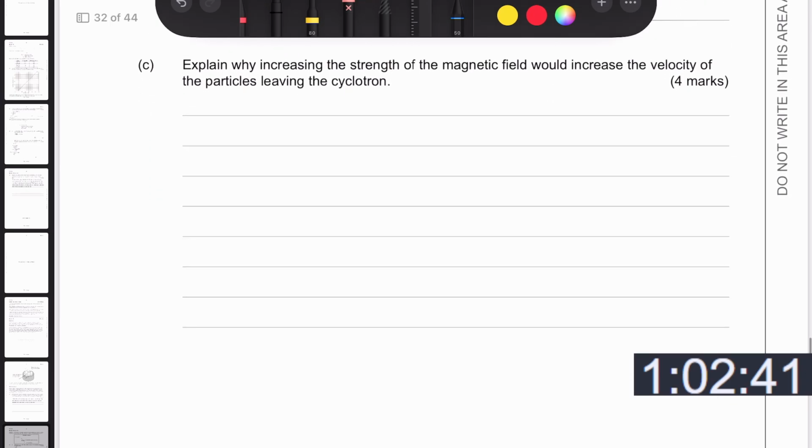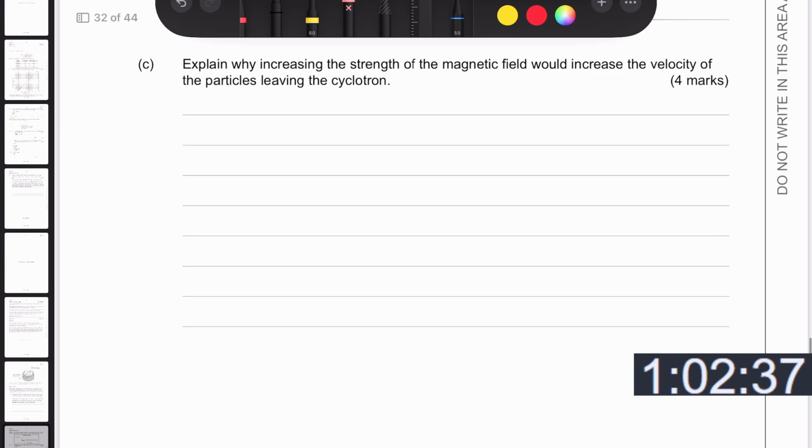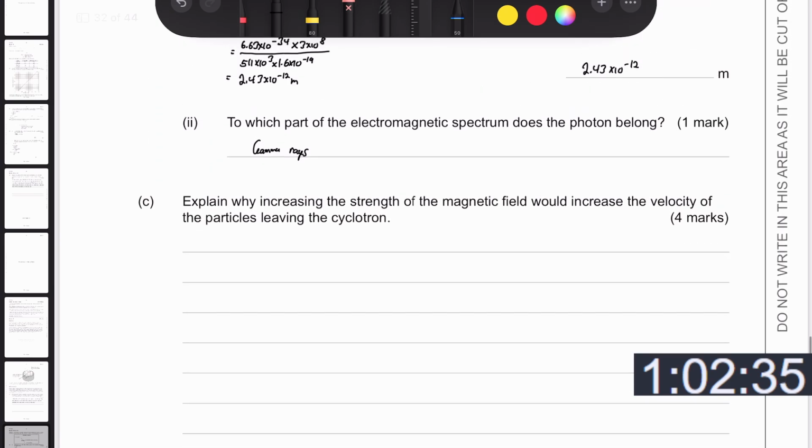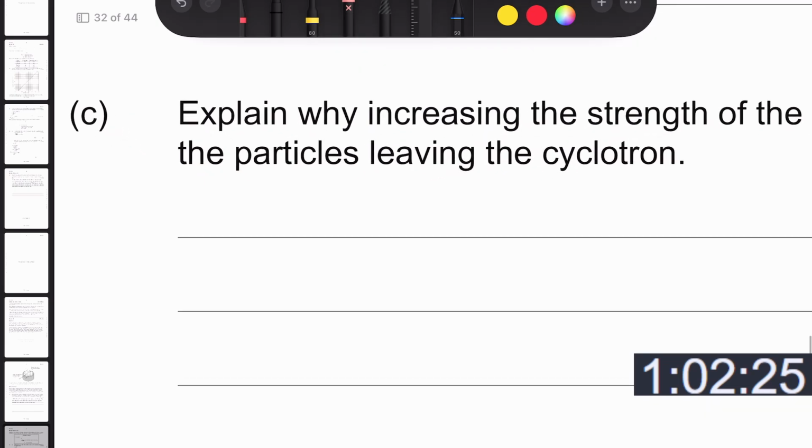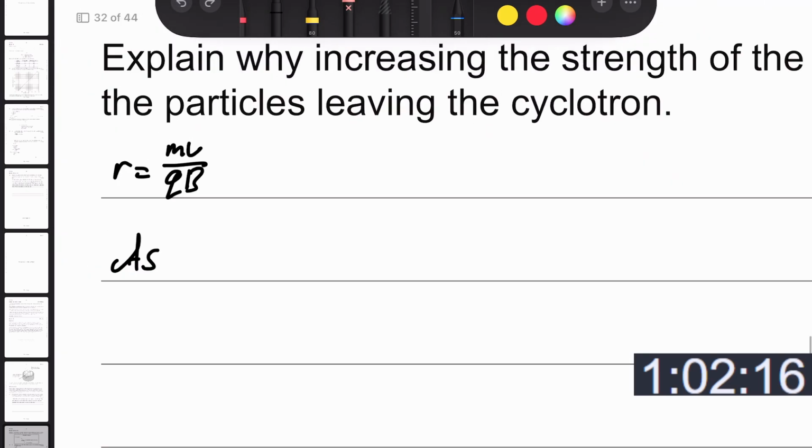Explain why increasing the strength of the magnetic field will increase the velocity of the particles leaving the cyclotron. So then we know that R equals mv over qB, as the magnetic field increases.